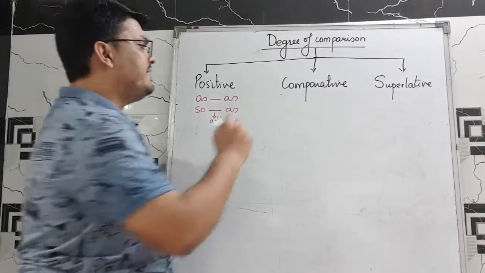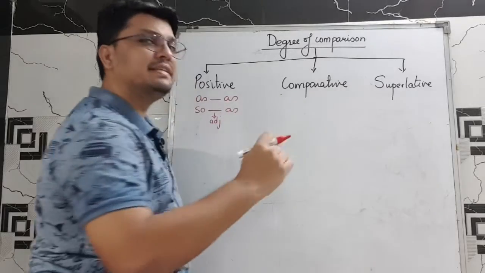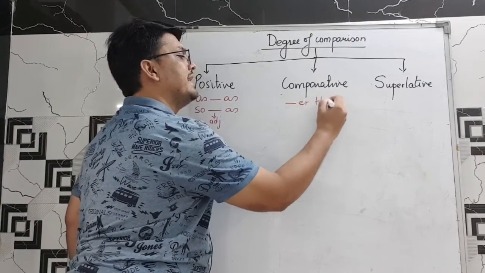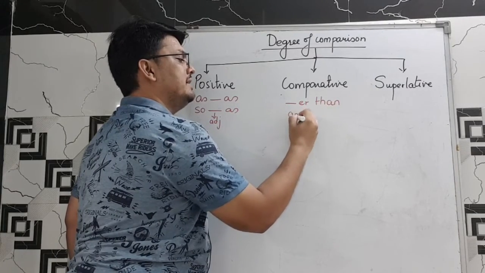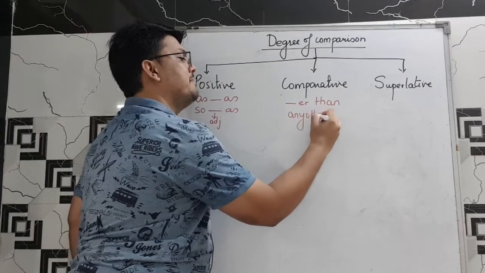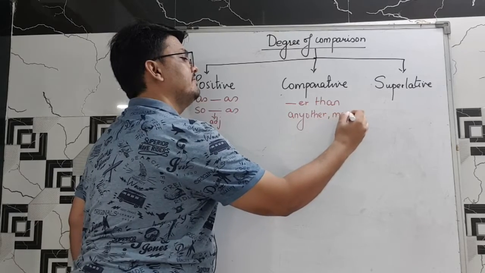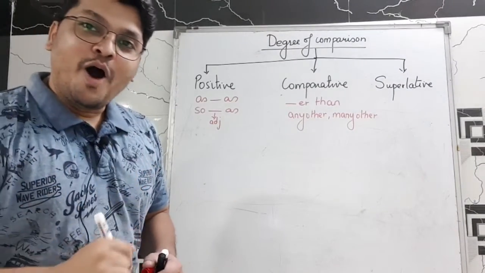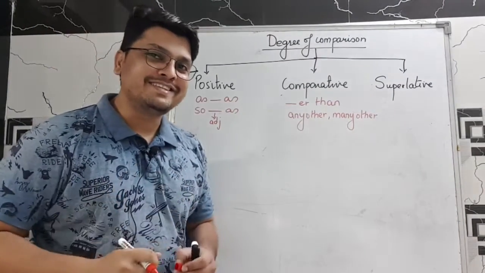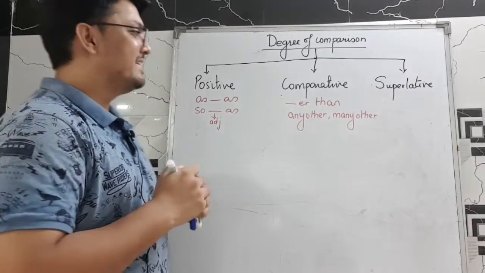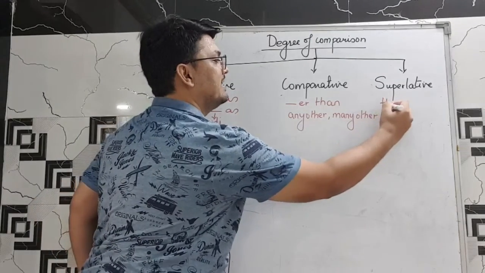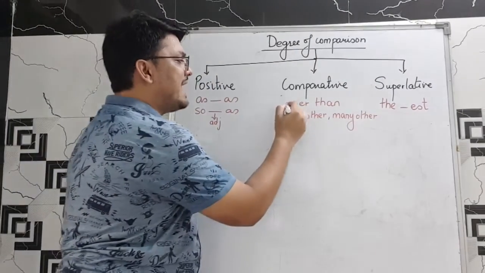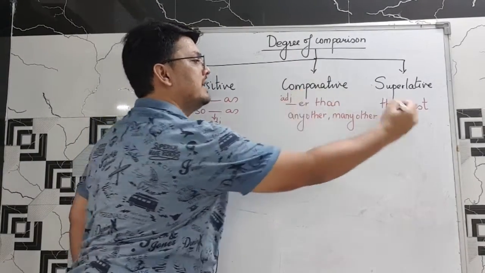Same in comparative degree, how will you identify that the sentence is in comparative? You will see er then, any other or many other. Now, how will you identify that the given sentence is in superlative degree? Here you will see the est. So you can see I have put dash here. In this dash will come what? Adjective.